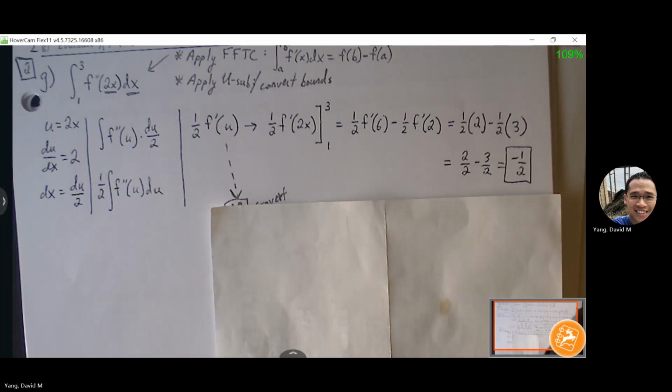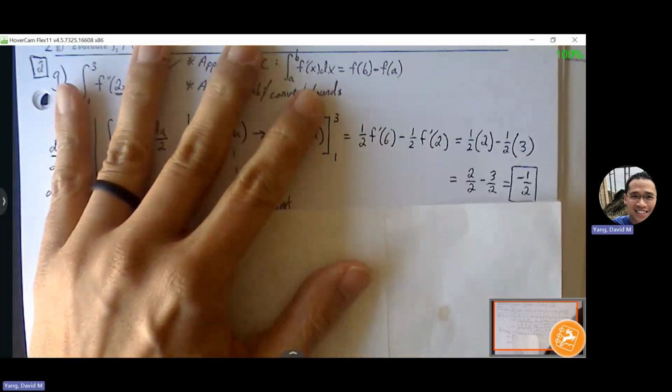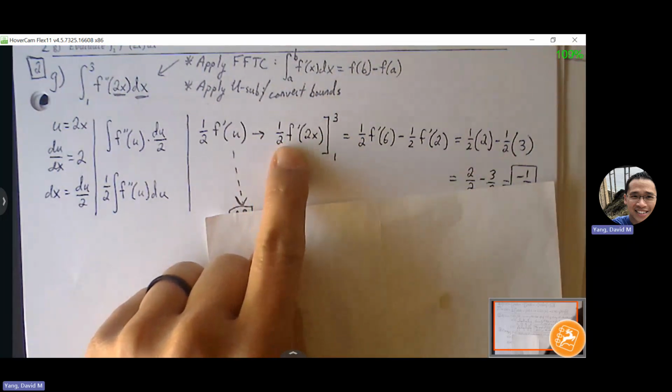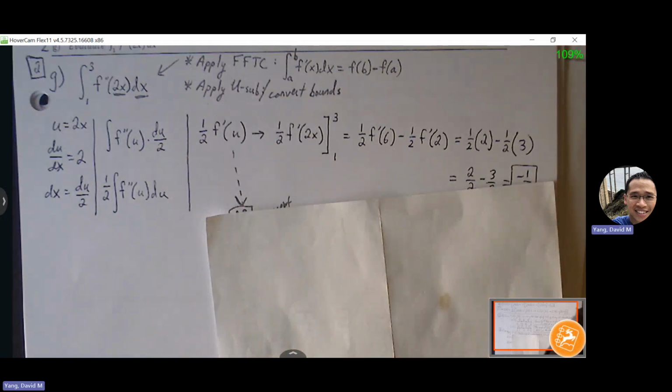Do we have to use substitution? You don't have to if you understand that there's a one half that's going to come out of it. I think using substitution is the best way to make sure that you understand what's going to be in front.